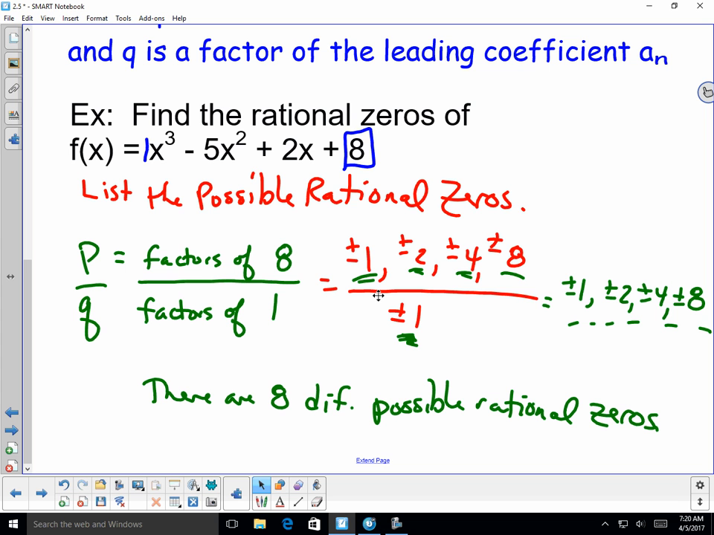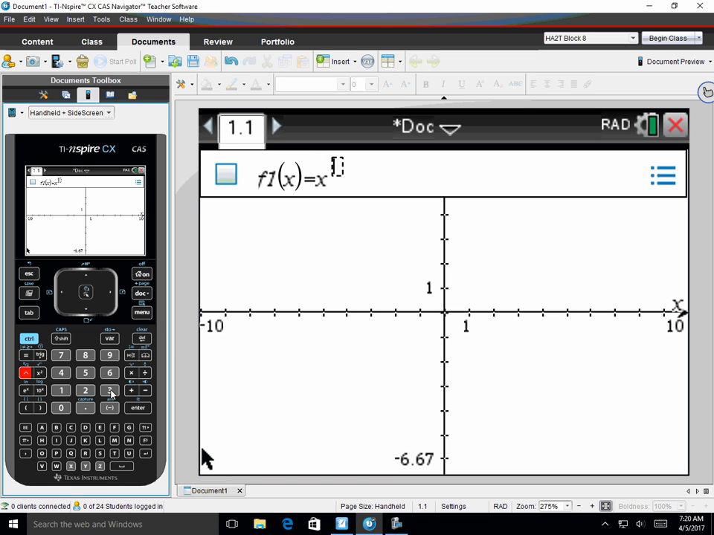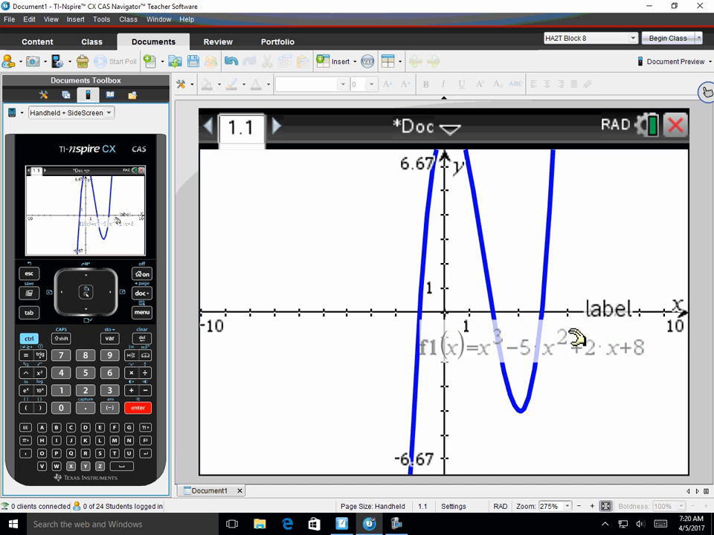So we're going to plug in x cubed minus 5x squared plus 2x plus 8 into our graphing calculator and see where it crosses the x-axis. So let's do this. We're doing x raised to the third and then minus 5x squared, and then plus 2x plus 8. All right, so this is the graph I'm getting.